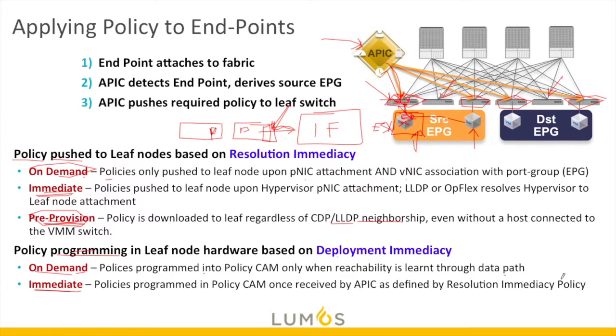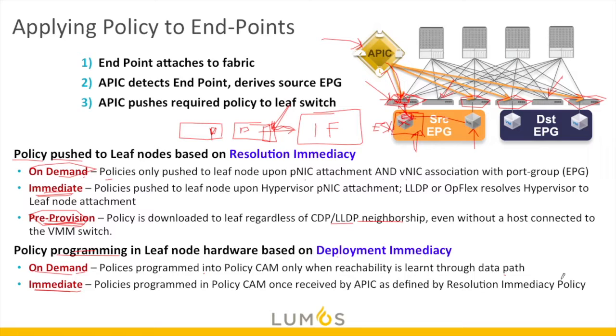Now, why would you want to do one versus the other? If you have a smaller fabric, you might as well do immediate, because typically for smaller fabrics we're not going to run into the limit in terms of CAM space or TCAM space. But if we want to be careful, if we want to really stretch out the amount of CAM space and forwarding table space we have, we can do it on demand. Either way, it's going to work.